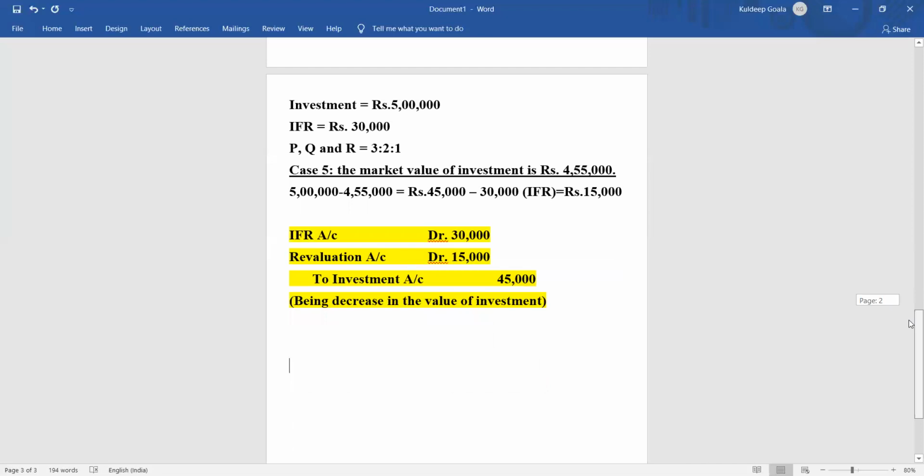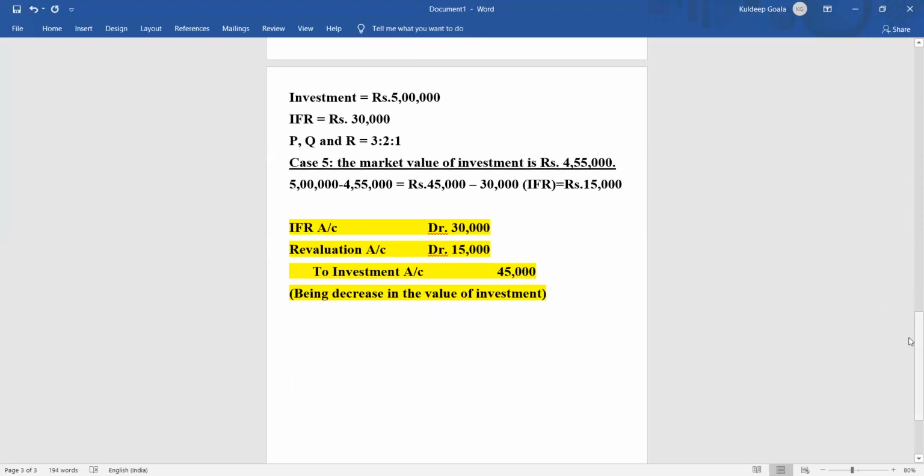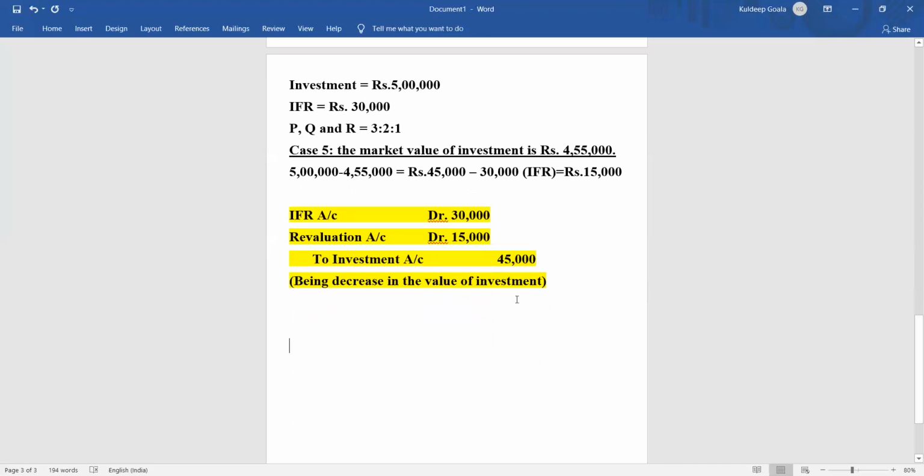After that, what will happen? Once it has happened, after that, this particular 15,000 extra loss, isn't it? Out of 45,000, 30,000 is made up. How much is the extra loss? 15,000. This extra loss of 15,000, who will bear? Partners are going to bear it in their old ratio. How will it be? Loss means partner capital account debit, right? So this 15,000 will be transferred to partners' capital accounts, that is P's capital account, Q's capital account, and R's capital account.